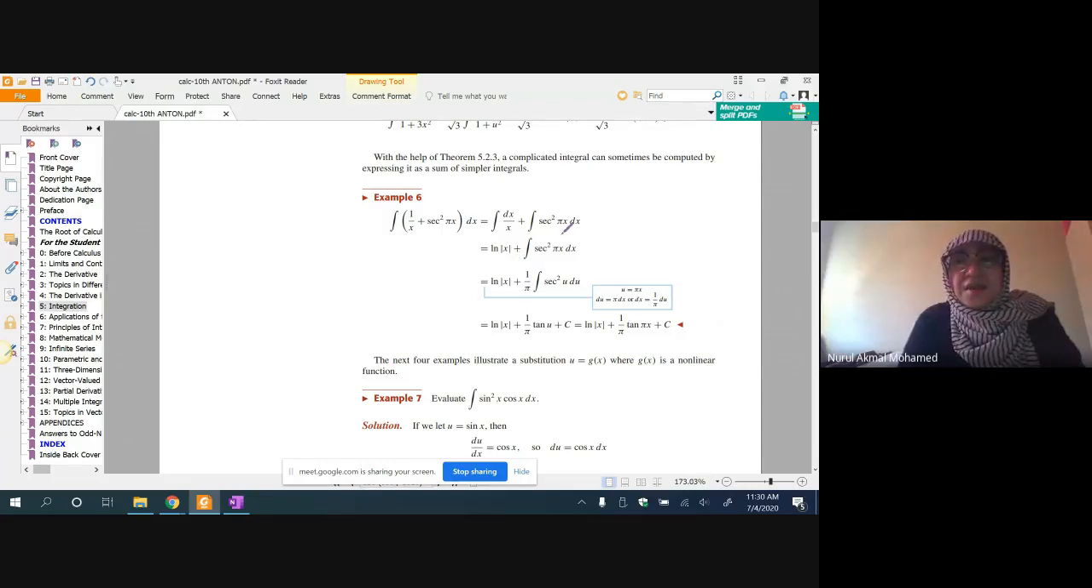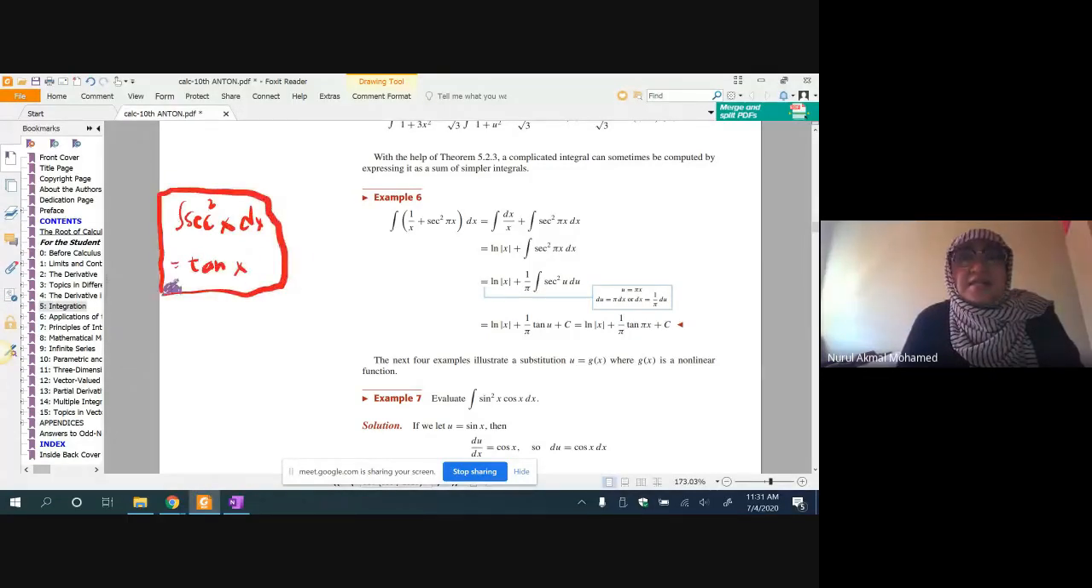And then the second one is something that we can apply substitution to. For sec squared x, you know the integration will be tangent of x. So the integration of sec squared x dx will be tangent x. This is something that you already know. But in this case, it is sec squared pi x.